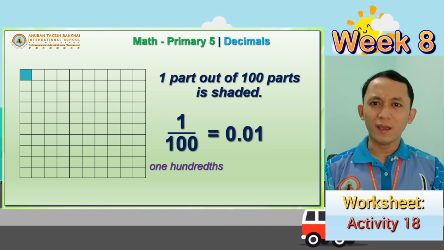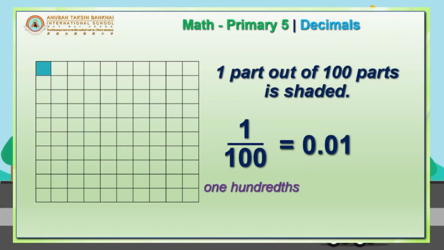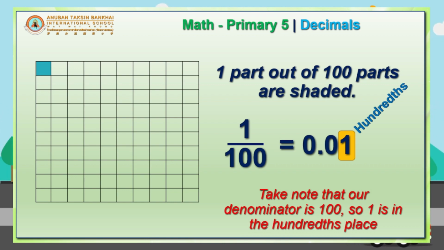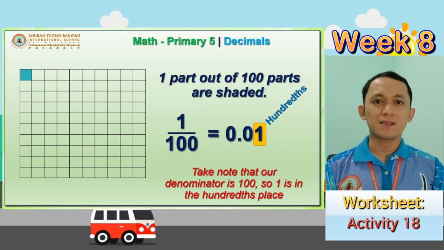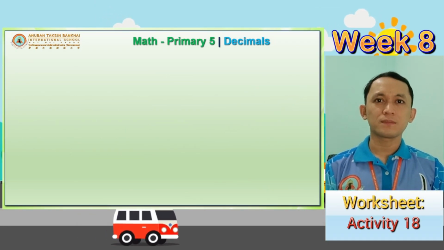Now, writing this as a decimal would be equal to 0.01. Why is 1 in the hundredths place? So take note that our denominator is 100. So therefore, we write 1 in the hundredths place. Again, hundredths place. The spelling is with THS. Hundredths place. Now, let's have another example.